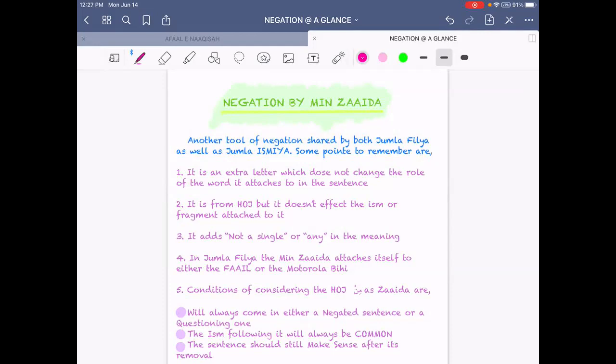Okay, so we'll go through this. Another tool of negation shared by both jumla failia as well as jumla ismiya. So this is another tool that we will study with jumla failia as well as jumla ismiya. And one thing to remember, that in jumla failia, min zaida either comes with a fa'il, which is an ism, or a maf'ul.